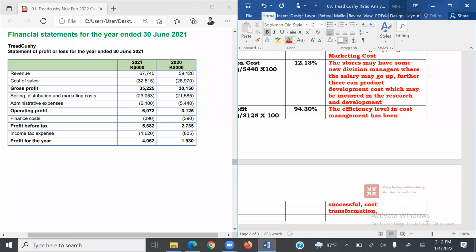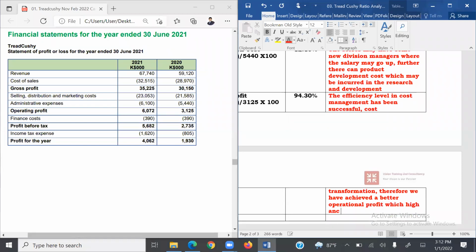From Delhi, I need to take another transportation and come to the college. But if you see at the moment, students, the efficiency level in the cost of the management has been very high. So get that understanding properly. Therefore, we have achieved a better operational profit, which is high, and it's good as well.